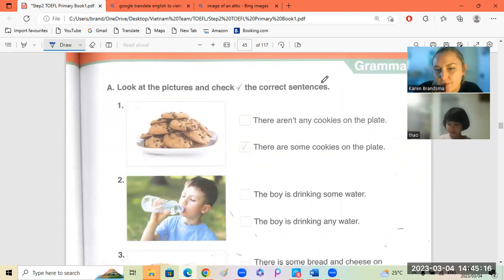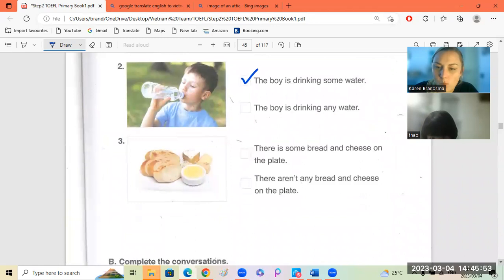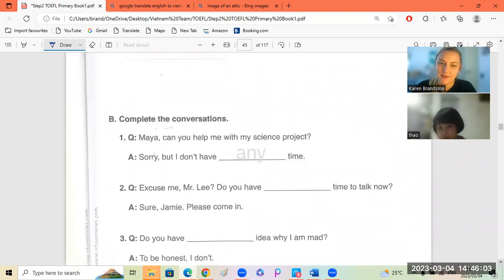Look at the pictures and tick the correct sentences. Okay, so you're going to tell me which one is correct. One is there are some cookies on the table. Good. Number two. The boy is drinking some water. Yes. There is some bread and cheese on the plate. Very good. Okay, complete the conversations.